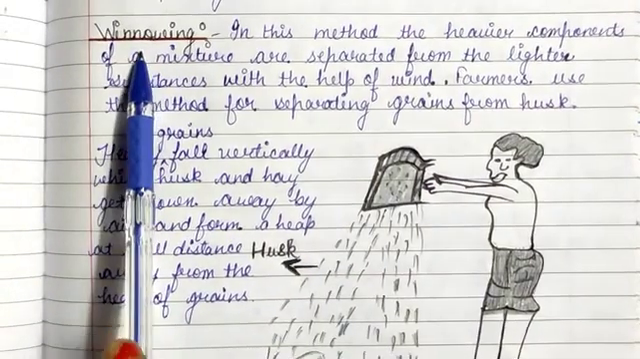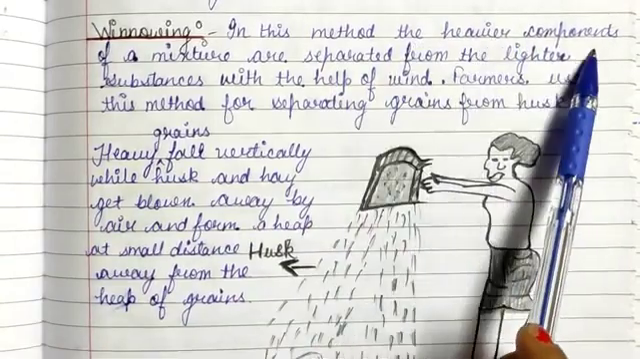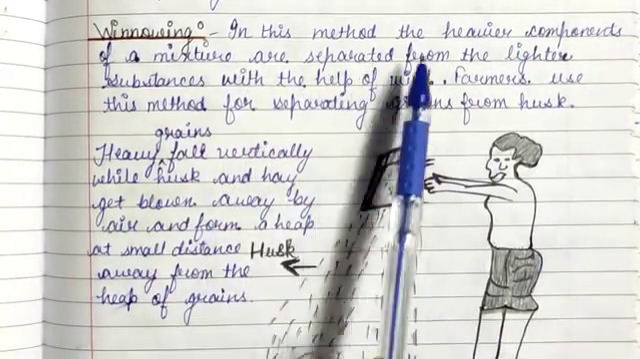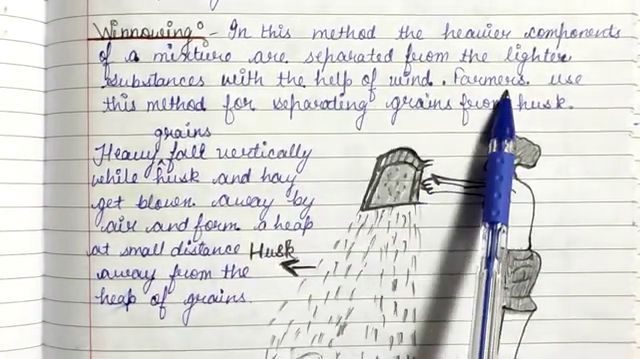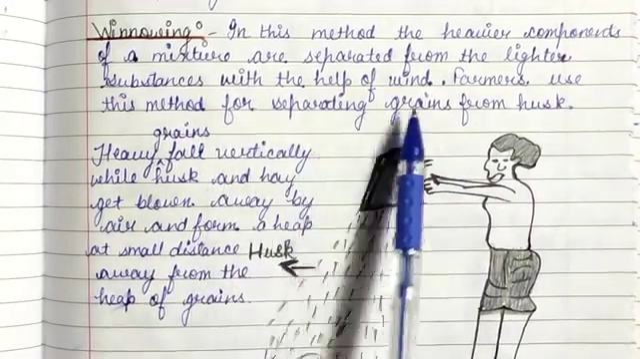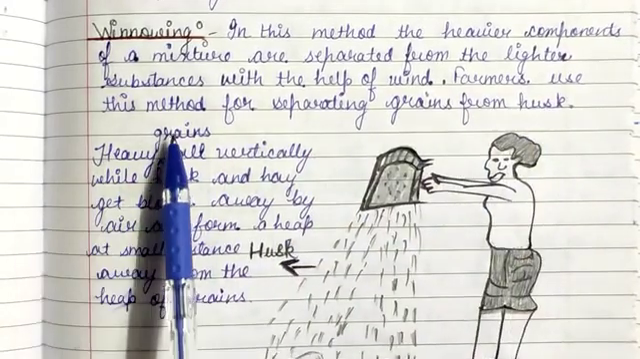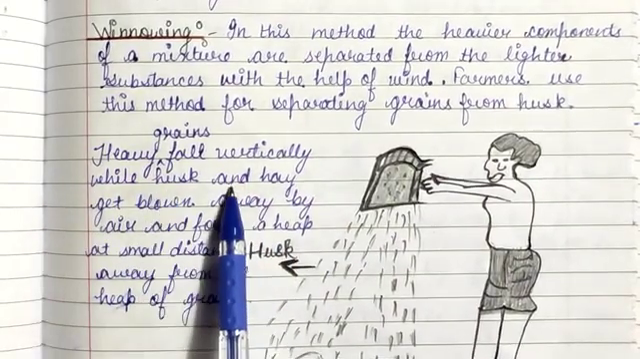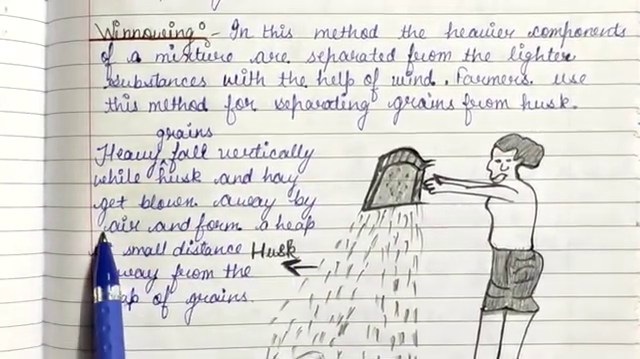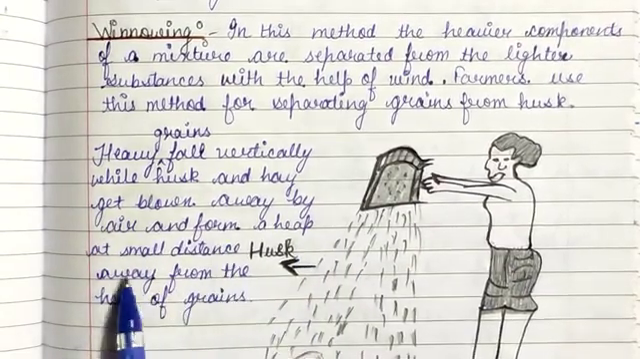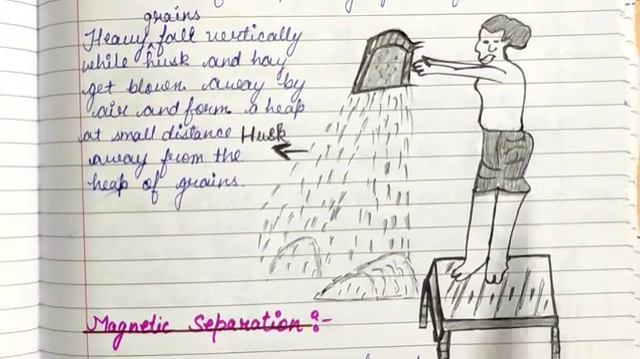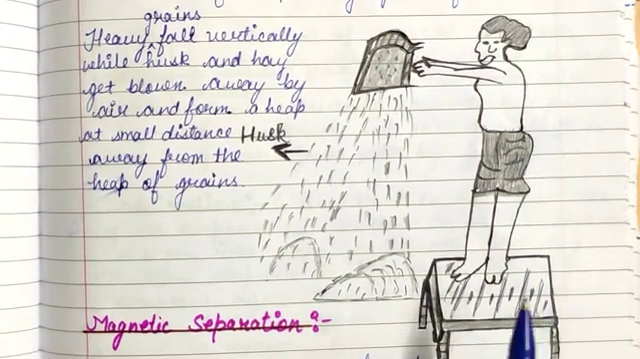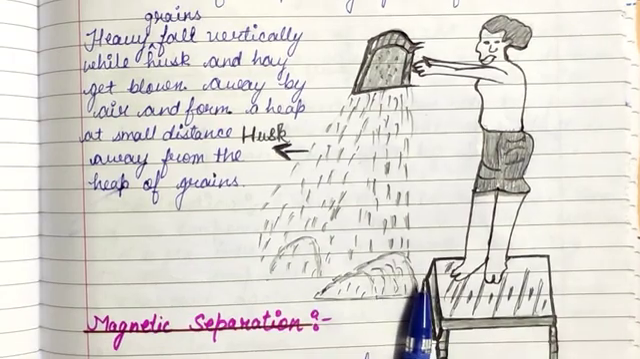Next is winnowing. In this method, the heavier components of a mixture are separated from the lighter substances with the help of wind. Farmers use this method for separating grains from husk. Heavy grains fall vertically while husk and hay get blown away by air and form a heap at a small distance away from the heap of grains. The picture that you may observe on page number 3 of the notes, which is sent on 19th July 2021, through which you may understand the process of winnowing.